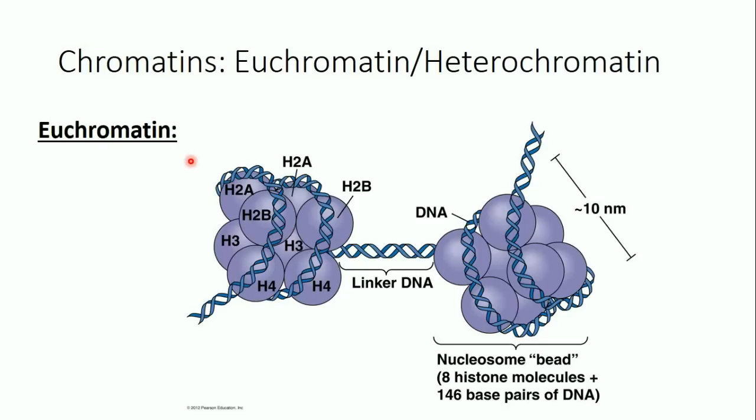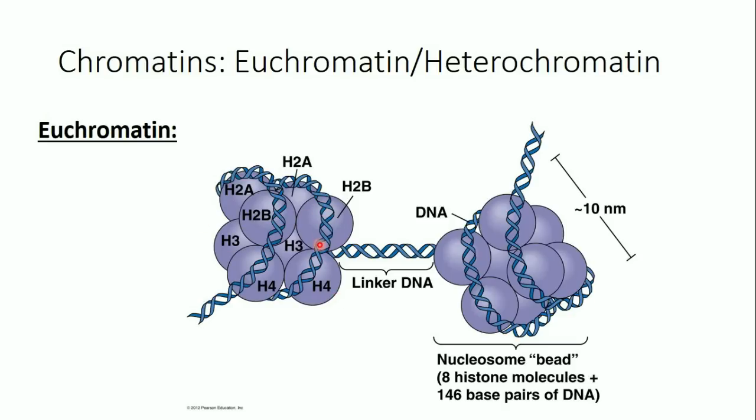Euchromatin is the structure of almost all the somatic chromosomes. So almost all the somatic chromosomes have the euchromatin structure. The euchromatin structure is built around 8 histones.